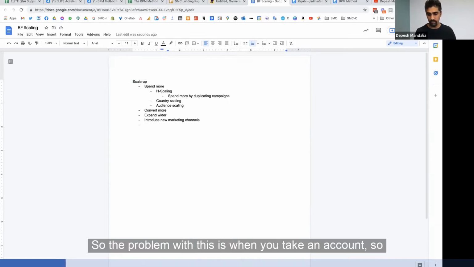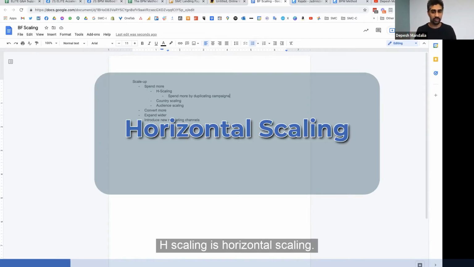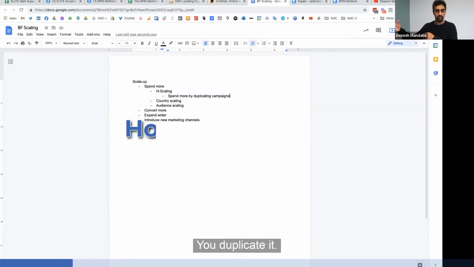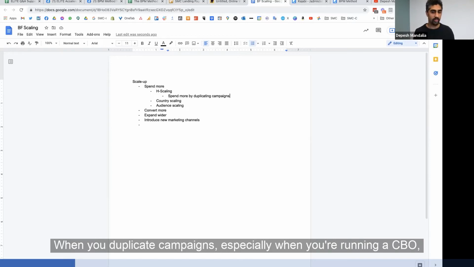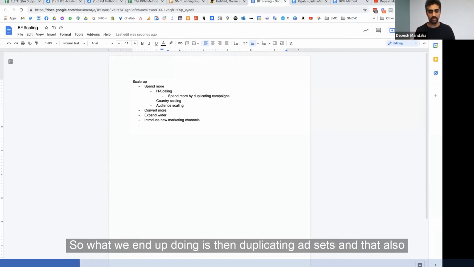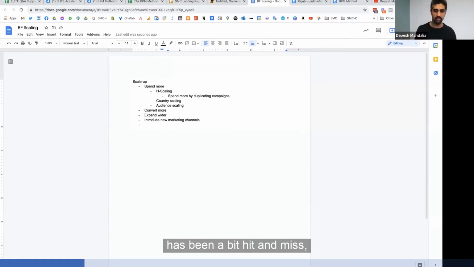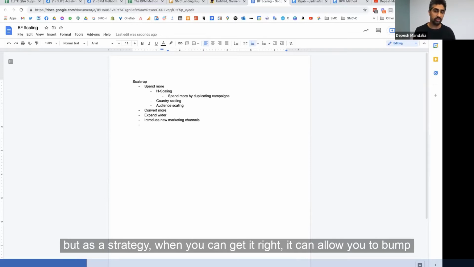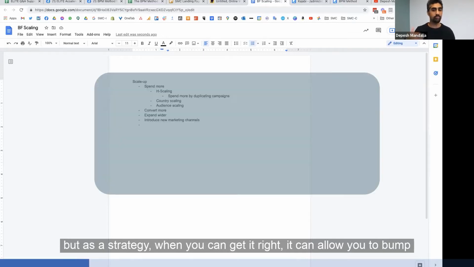So the problem with this is when you take an account, H scaling is horizontal scaling. So you've got a campaign here, you duplicate it. When you duplicate campaigns, especially when you're running CBO, that campaign is holding so much history. So what we end up doing is then duplicating ad sets. And that also has been a bit hit and miss. But as a strategy, when you can get it right, it can allow you to bump up your spend.